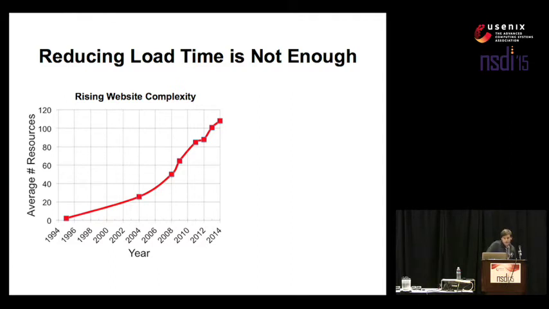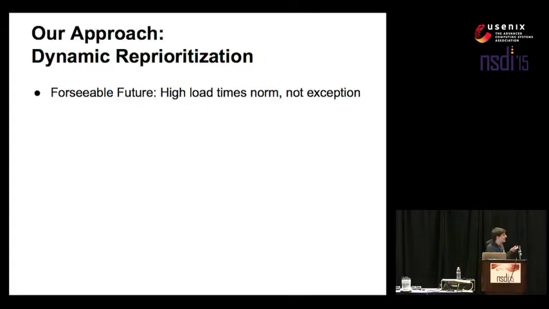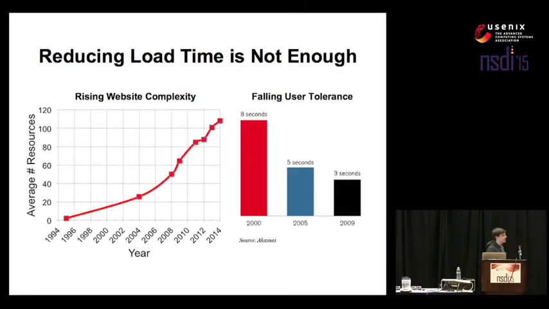Now, not only do users want rich websites, but they also have a falling tolerance of how long they're willing to wait for the website to actually be useful. So here you can see year after year how long they're willing to wait for these websites is falling. I hope you'll agree, based on these situations, that web page load times are still increasing and that user tolerance is falling, that the current approach of just focusing on web page load time is not enough.